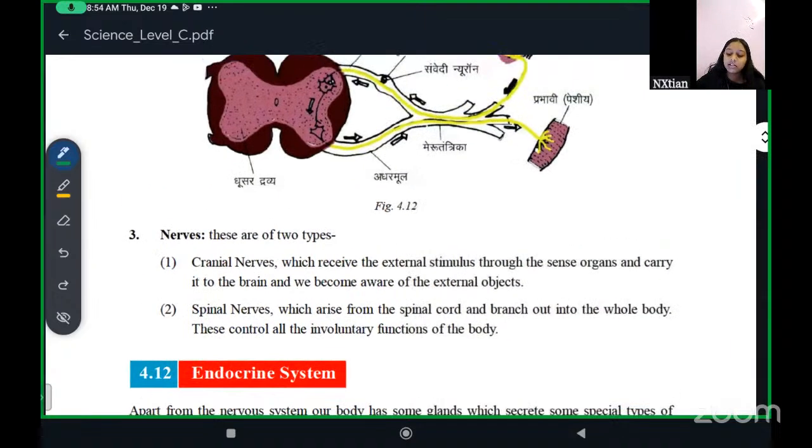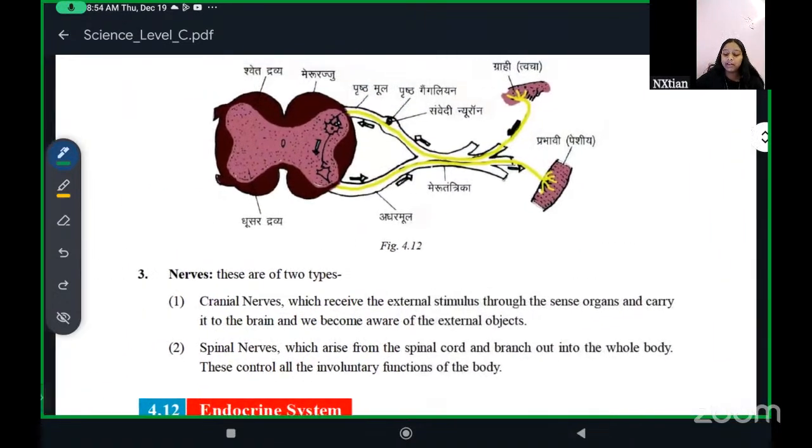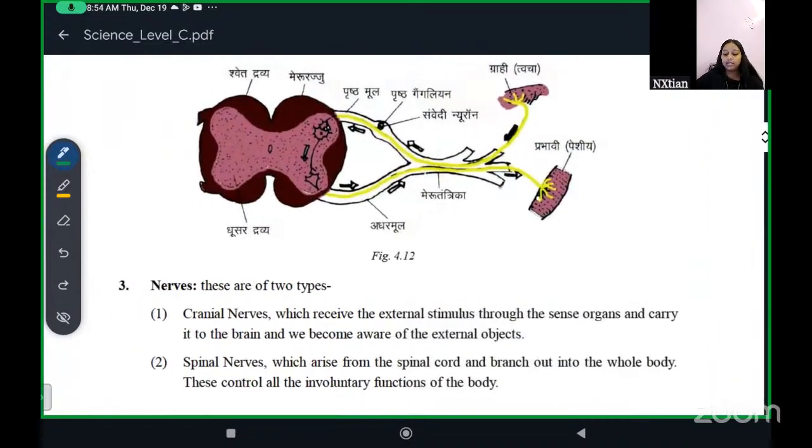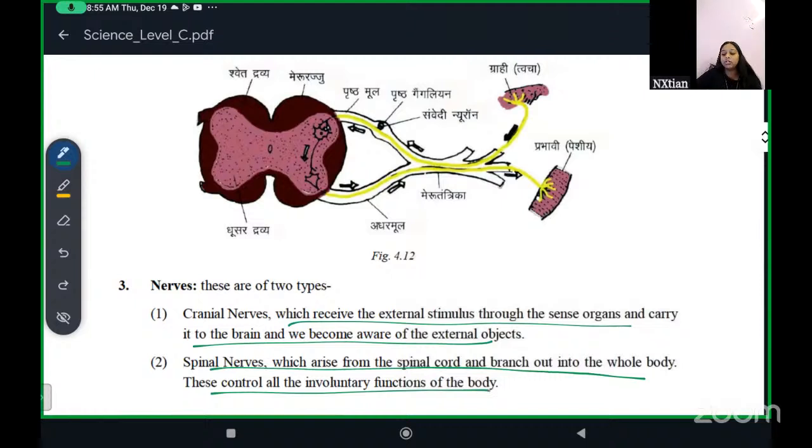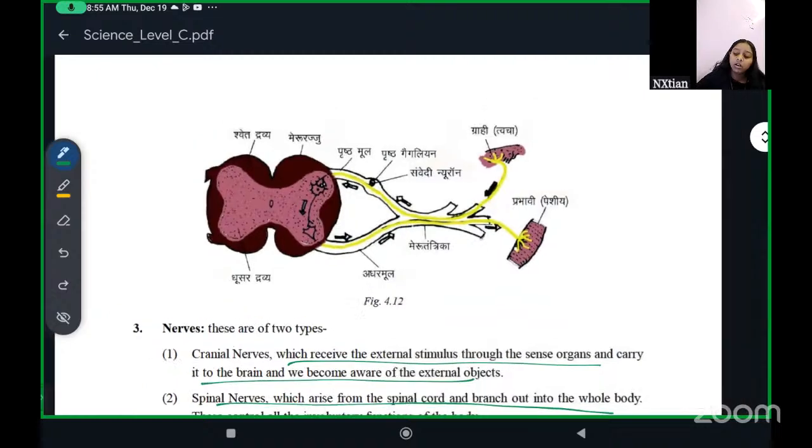Now, third is nerves. We have two types of nerves, cranial nerves and spinal nerves. Cranial nerves receive the external stimulus through the sense organs and carry it to the brain, and we become aware that these are the external objects. Spinal nerves arise from the spinal cord and branch out into the whole body and control the involuntary functions of our body.